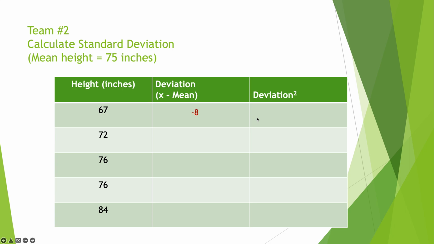Okay. So the deviation here is negative 8 because 67 minus 75 is negative 8. Square it, 64. Next up, 72 minus 75 is negative 3. Square it, 9. Next up, 76 minus 75 is 1. Square it, 1. 76 minus 75 is 1. Square it, 1. 84 minus 75 is 9. Square it, 81.